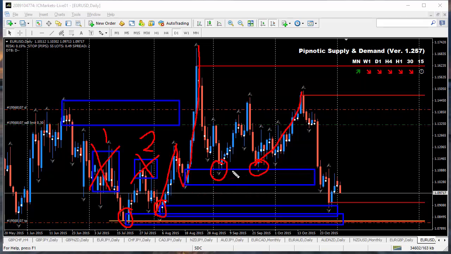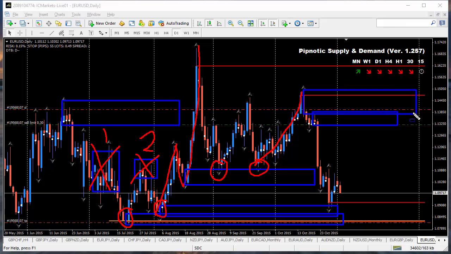And so this area of demand was taken out by this area of supply. So we'll draw this level here. And so what does this tell us? Well, this tells us that this area is interesting and important to us, because the fact that this area of demand took out this area of supply, when price came down to retest it, we had a nice reaction. So we can expect something similar to happen here. So this important area of demand was consumed by this area of supply here, and this one.